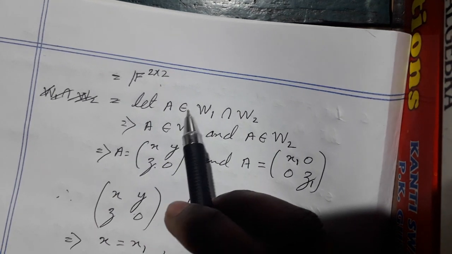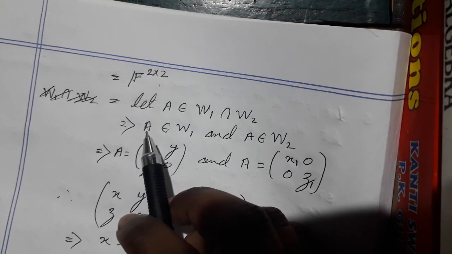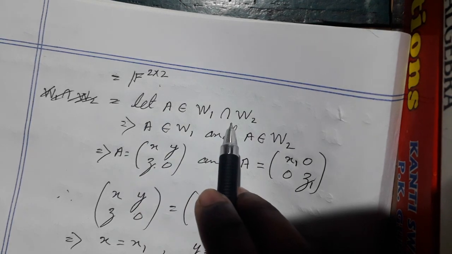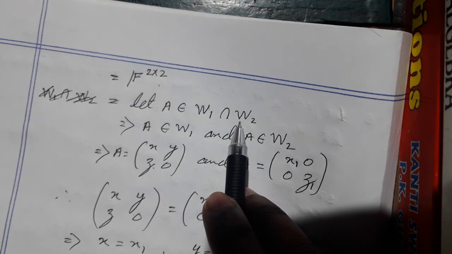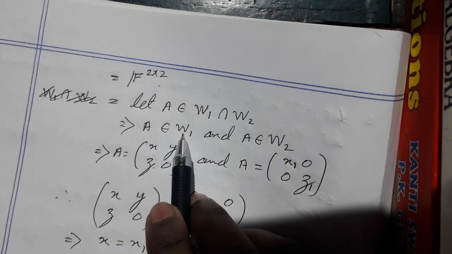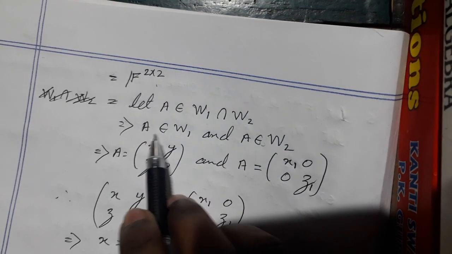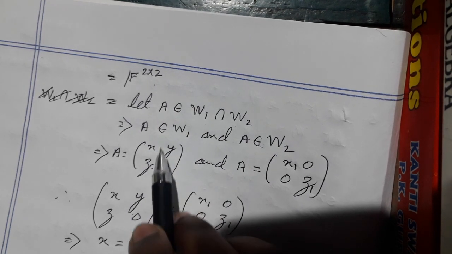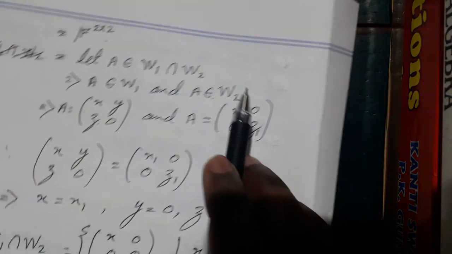Now we'll try to find an element in W1 intersection W2. How does it look? If I take an element in W1 intersection W2, this element will belong to W1 as well as to W2. So I take an element here, it belongs to W1, and it also belongs to W2. Since the element belongs to W1, it can be written of this type. It is of this form. And here the element belongs to W2, so it is of this type.